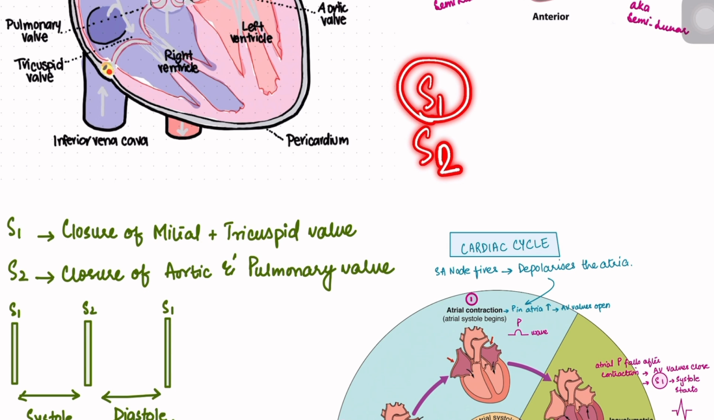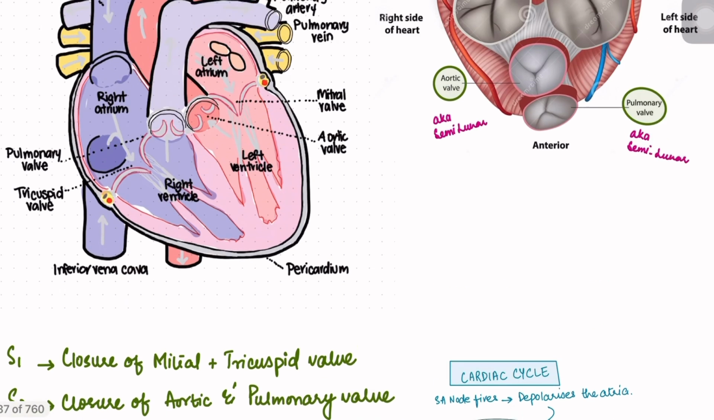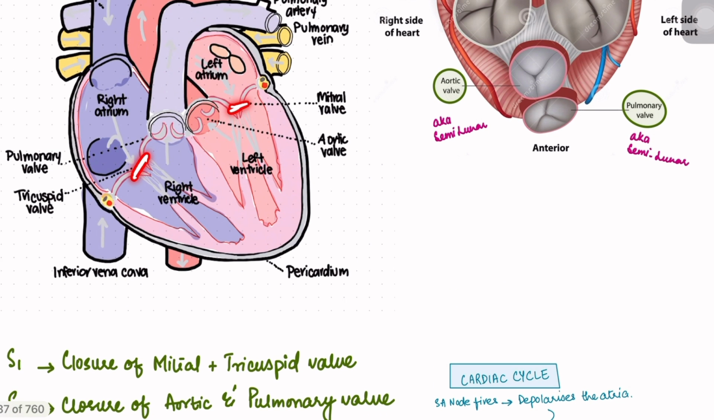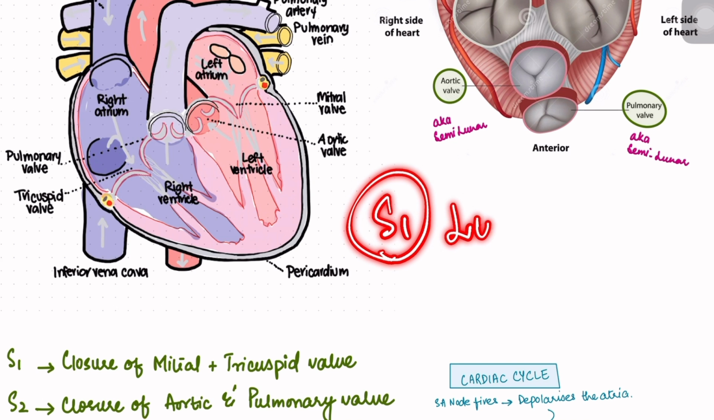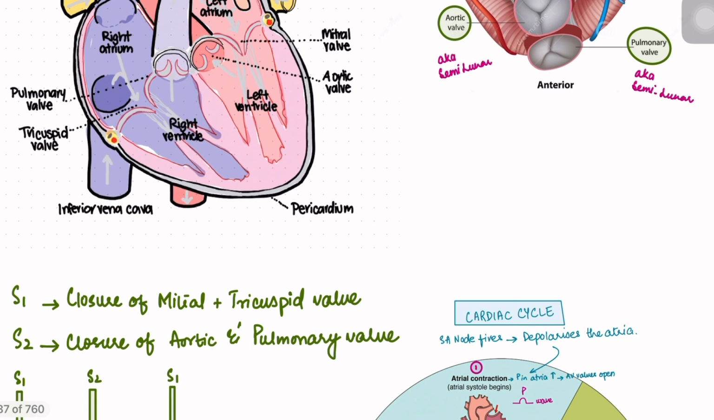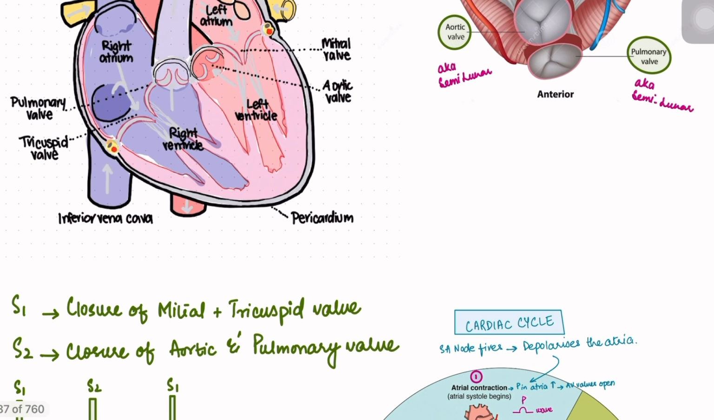And the S1 sound is the sound of the mitral valve and the tricuspid valve closing. So that's the sound it will make, and it's going to be called lub or S1. And then the dub sound is basically the S2, and that is when the aortic and the pulmonary valve close.